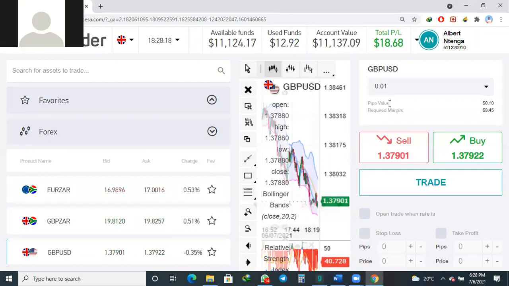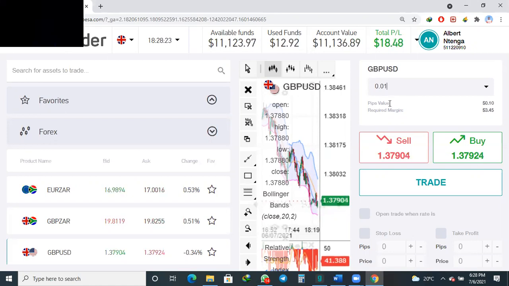So up to that point you are together. Have I left someone behind? No, we are together. So now you have done 2 agendas for today: how to log into your application or your account, and how to place a lot size. And with the lot size, I have told you, you have to look at the required margin.